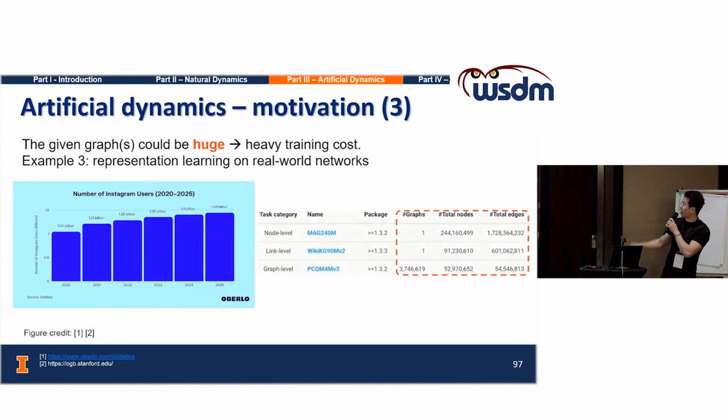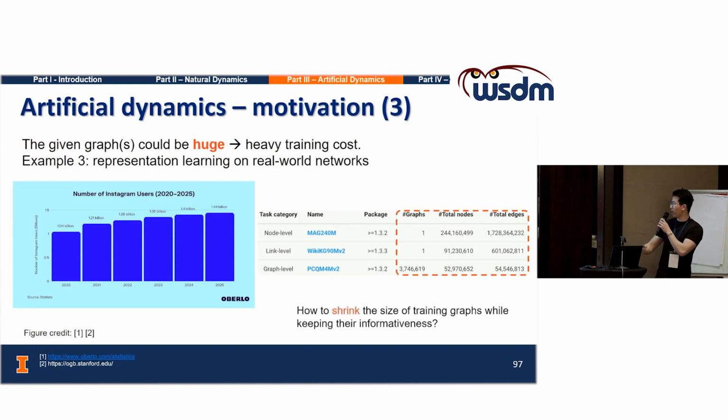And on the right-hand side are academic research datasets, named the Open Graph Benchmark. You can see they contain over 200 million nodes in the node level tasks, and over 3 million graphs. That's crazy, right? If we put them into the GPU, our GPU will be out of memory, right? So the question is how can we shrink the size of the training graphs while keeping them as informative as possible, right? So that's another motivation of the artificial dynamics. And for sure, there are many more motivations, and we will introduce them later.